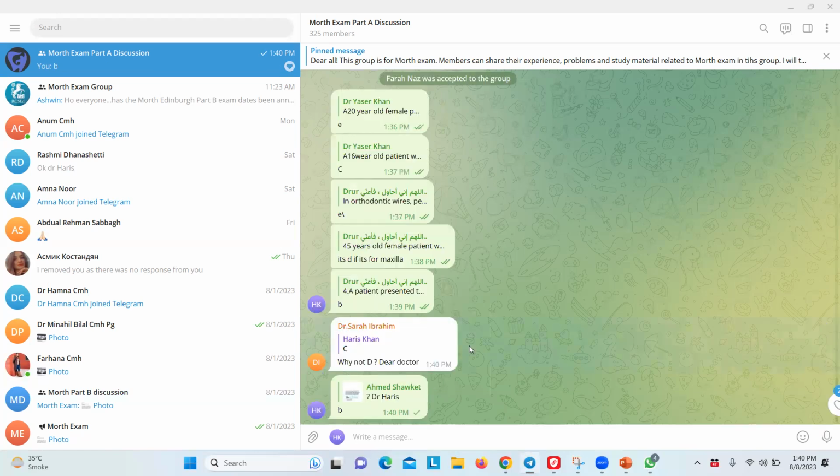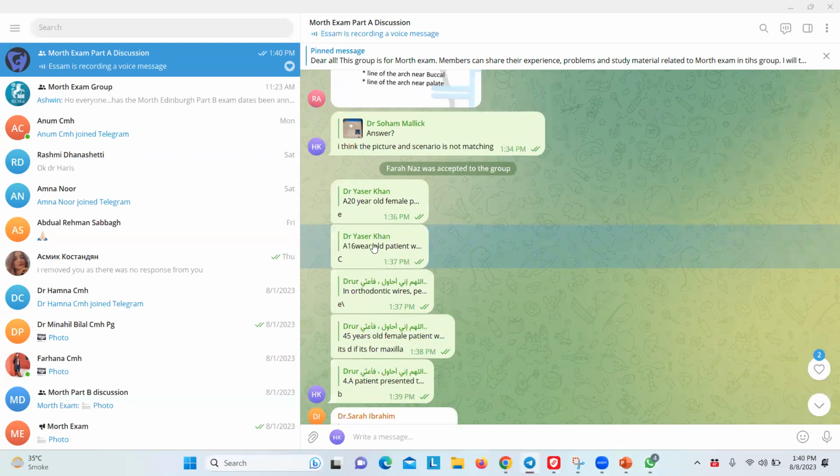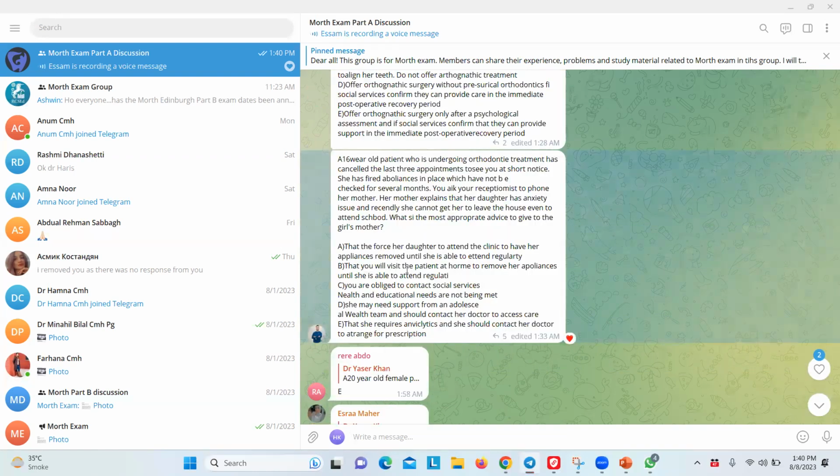It's B. C. Why not D? We mentioned C for something. You need support from an adolescent service. I think you go for the social services. We discussed this, that you go for the social services. It's the first line. It's in the NHS guidelines. Either you go for the social services, and what was the second option?